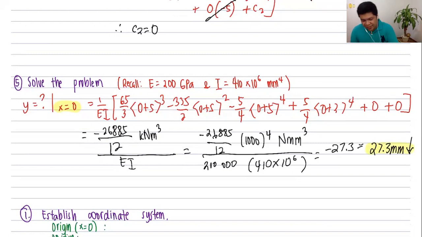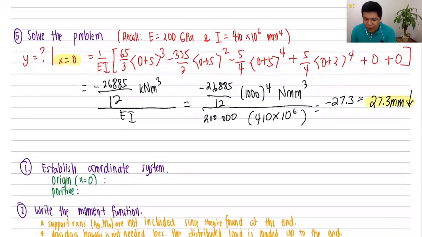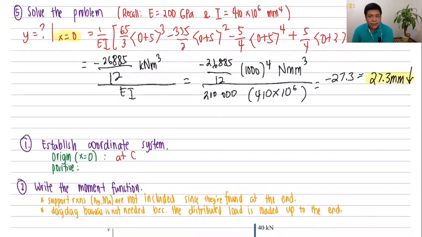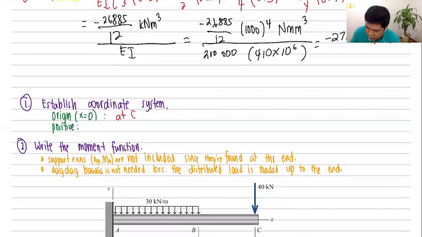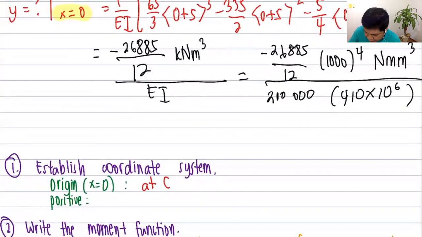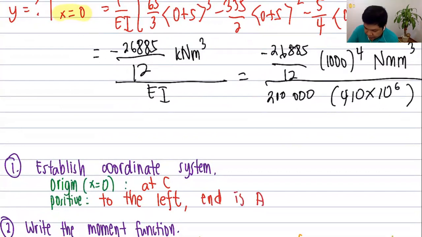Okay? Last, one more. What if my origin, where x equals 0, is still at C, so it's at the free end. That's where x is equal to 0. But my positive direction in this case is to the left. If my positive is to the left, what is the end of the beam? It's the leftmost part. The end is A. Very good. Okay, it's the left.